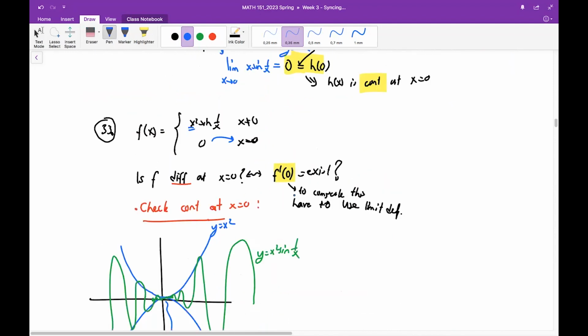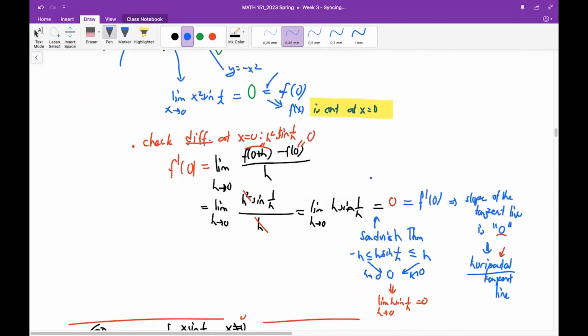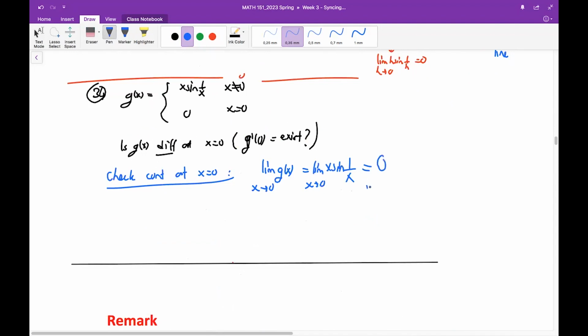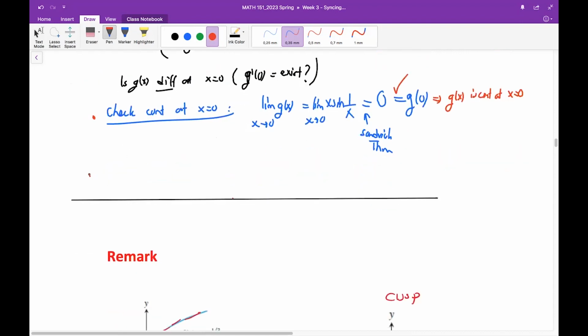I already showed you by the graph that this limit is 0. Also, I explained it using the sandwich theorem. You can prove that this limit is 0. And as you can see, it is the same as the evaluated value itself. So this function is continuous at x equals 0. If it is continuous, then you can talk about differentiability. Now let's check the differentiability.